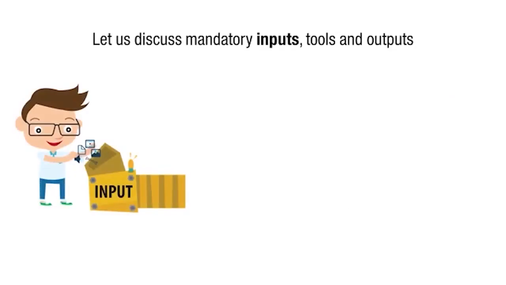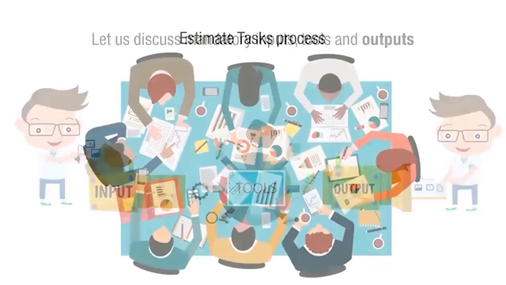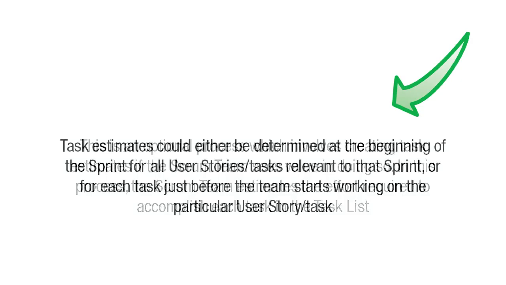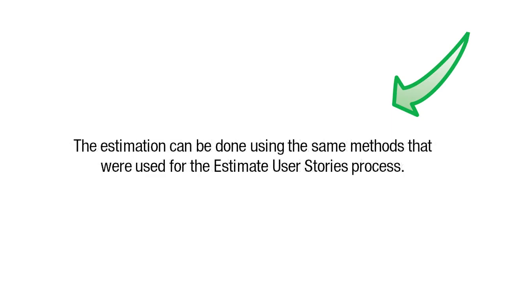Now let's discuss the mandatory inputs, tools, and outputs of the estimate tasks process. This is an optional process which involves creating task estimates if the Scrum team sees value in doing so. In this process, the Scrum team estimates the effort required to accomplish each task in the task list. Task estimates could either be determined at the beginning of the sprint for all user stories or tasks relevant to that sprint, or for each task just before the team starts working on the particular user story or task. The estimation can be done using the same methods that were used for the estimate user stories process.